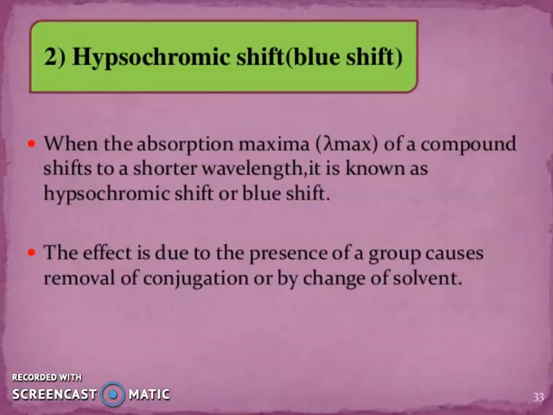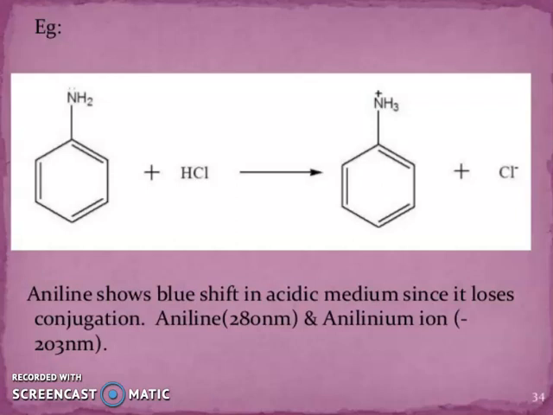Hypsochromic shift or blue shift. When the absorption maximum lambda max of a compound shifts to shorter wavelength, it is known as hypsochromic shift or blue shift. The effect is due to the presence of a group that causes removal of conjugation or by change of solvent. You can see in this example, aniline reacts with HCl forming ammonium and Cl-. So aniline shows blue shift in acidic medium since it loses conjugation. Aniline 280 nanometer and anilinium 203 nanometer.